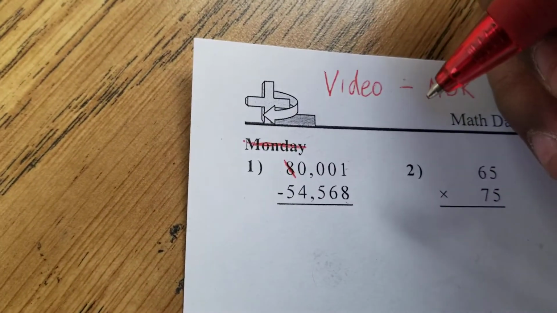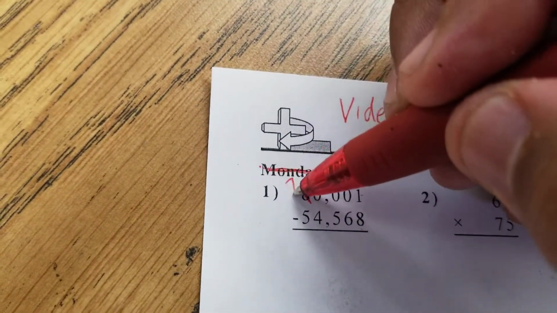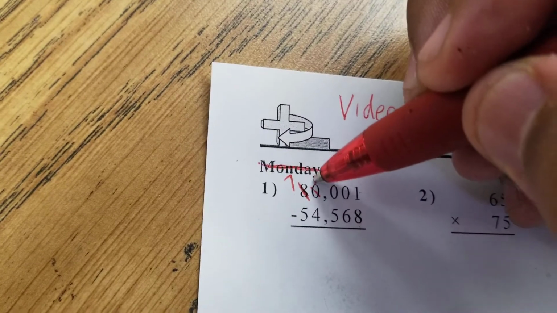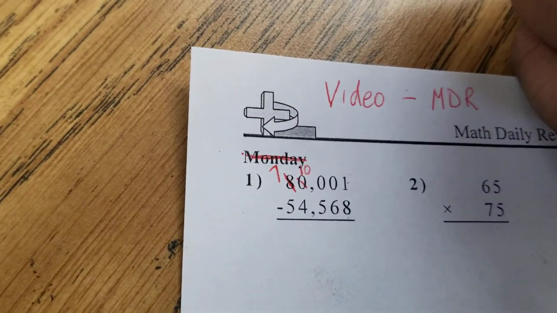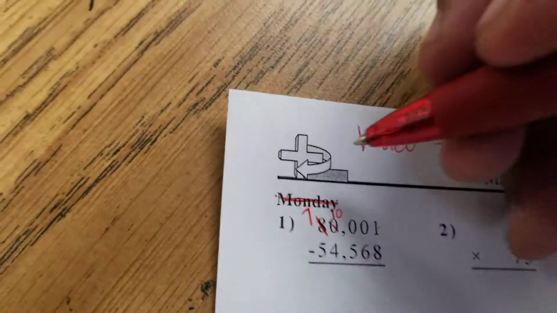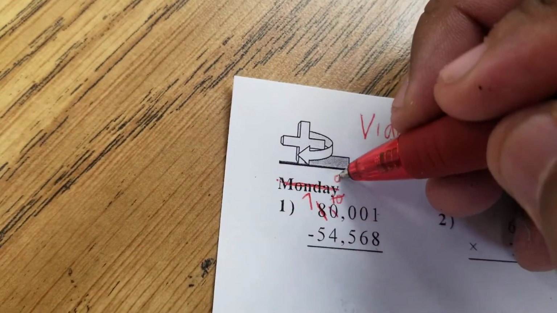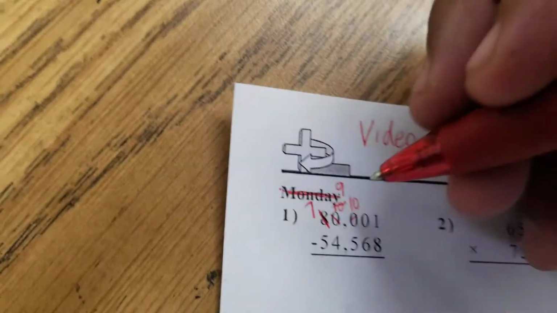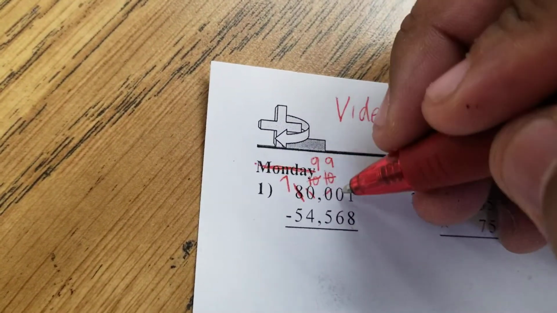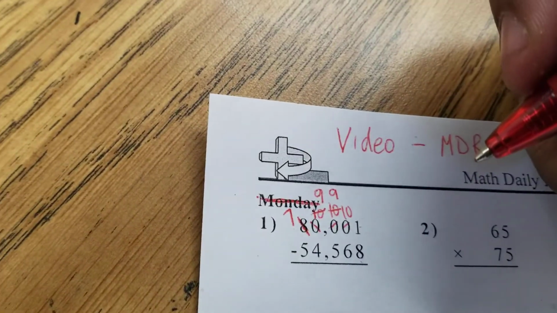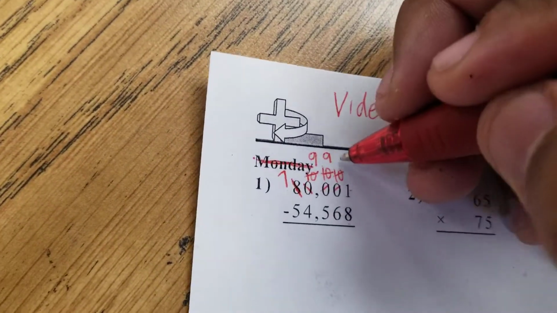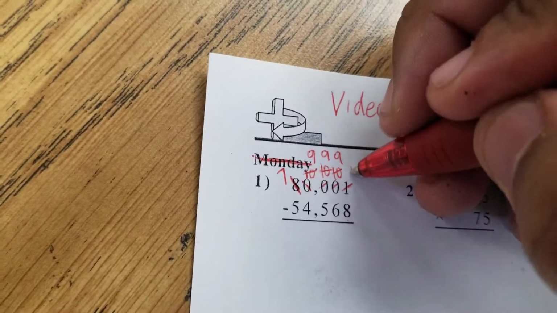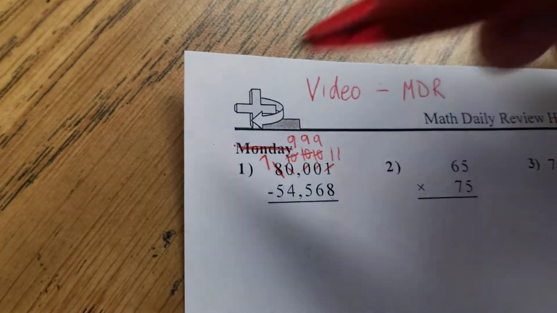So you borrow 1. You have 7 left. And you add 10 to the thousands place. But now you have to regroup from the thousands place. That will give you 9 left. And you add 10 to the hundreds place. And you have to do that again for the tens place. And again for the ones place. And you add 10 more. That's 11. Now you can subtract down.